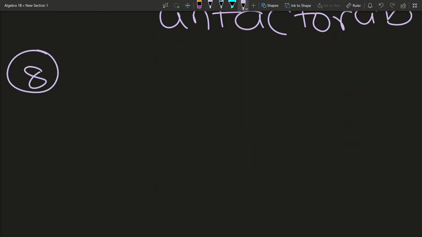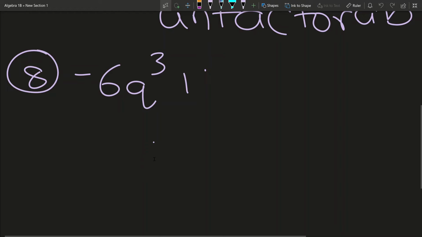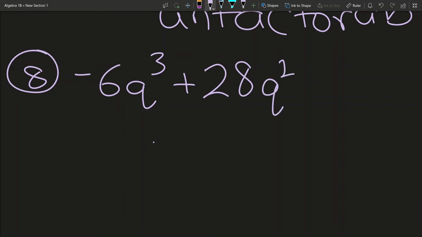Okay, number 8. Negative 6q to the power of 3 plus 28q squared plus 10q.